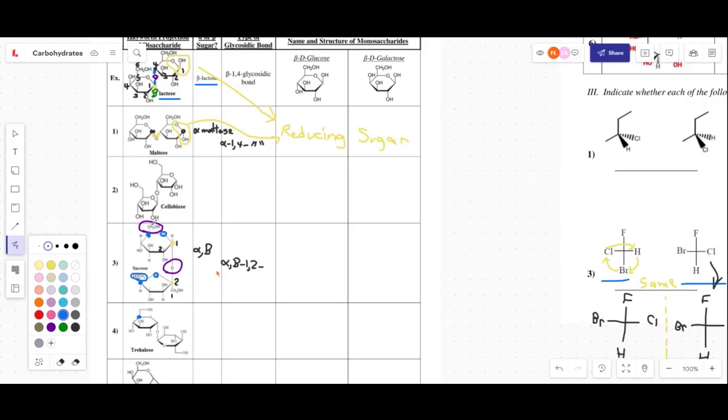On the top, the CH2OH and the oxygen are on opposite sides. And on the bottom, the CH2OH and the oxygen are on the same side. So if it's the same side, it's beta. Opposite side, it's alpha. Okay.